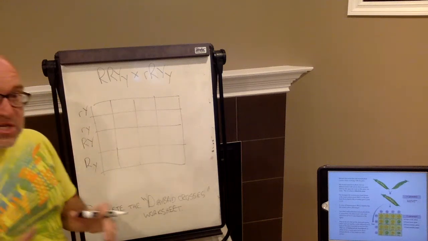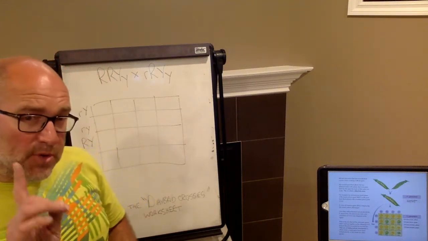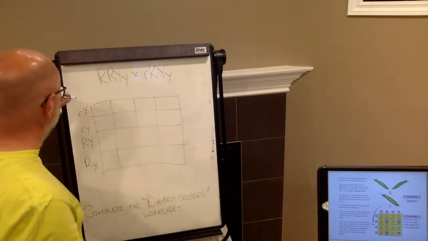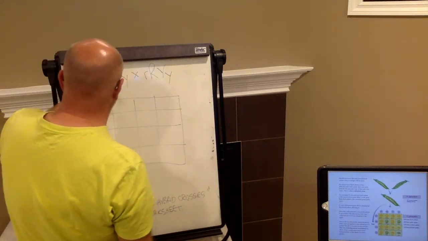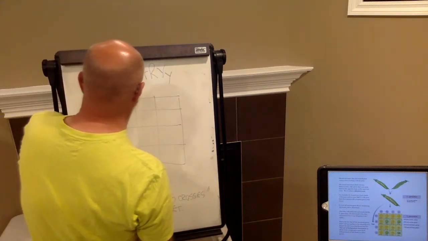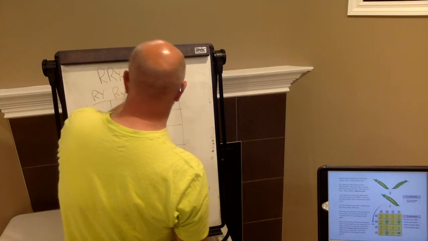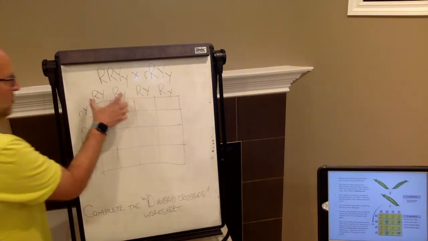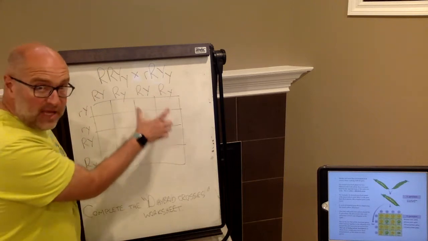This one is going to be actually an easier Punnett square for me. I'm going to show you a cheat here because the combinations are going to be the same here for a couple of them. I'm going to have capital R, capital Y, capital R, little y, and then I'm going to have capital R, capital Y, capital R, little y. You'll notice that these are the same as these.